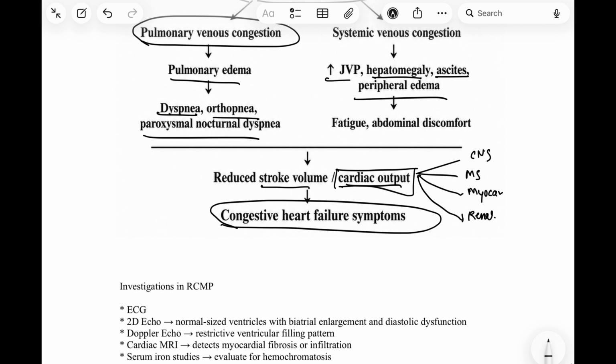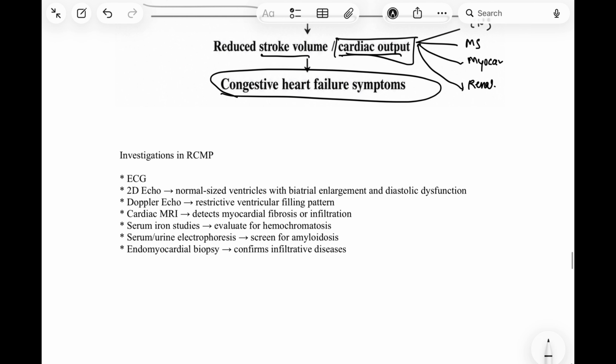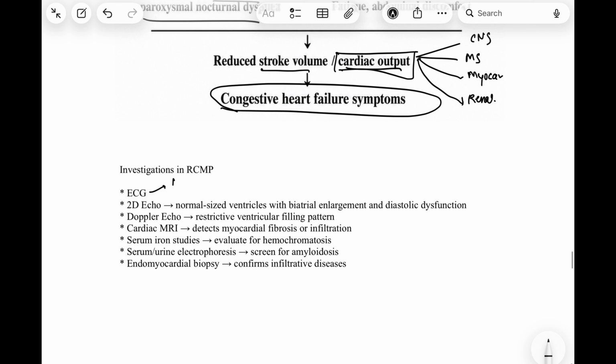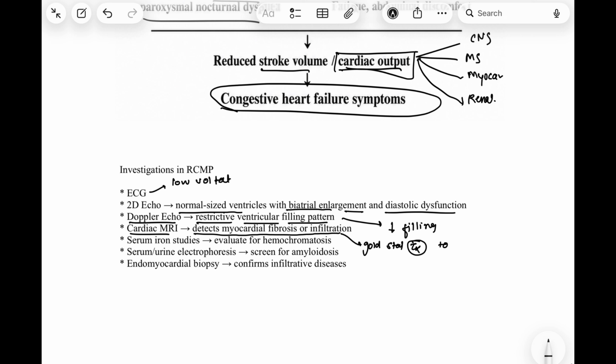Now, what type of investigations will we perform in case of restrictive cardiomyopathy? ECG will show low voltage complexes. Echo will show a normal size ventricle with biatrial enlargement and diastolic dysfunction. What about the Doppler echo? There is a restrictive ventricular filling pattern, right? Since the ventricles are not relaxing, there is decreased filling. Cardiac MRI detects myocardial fibrosis or infiltration. So this is the gold standard investigation to diagnose restrictive cardiomyopathy associated with amyloidosis or any infiltrative cause.